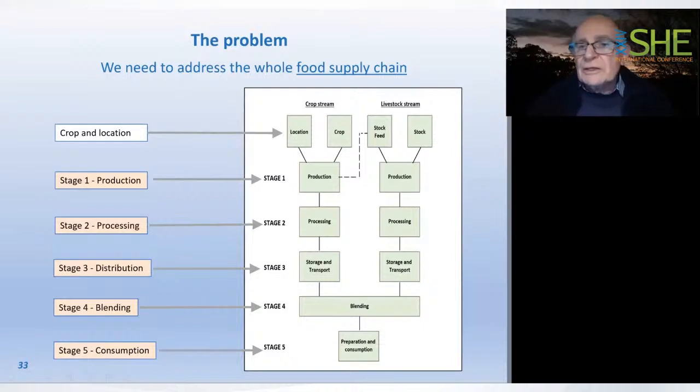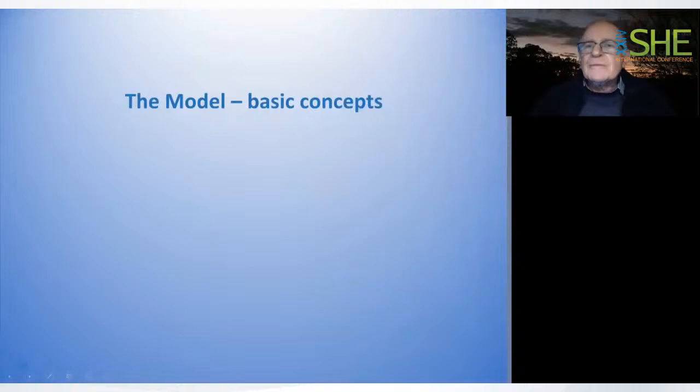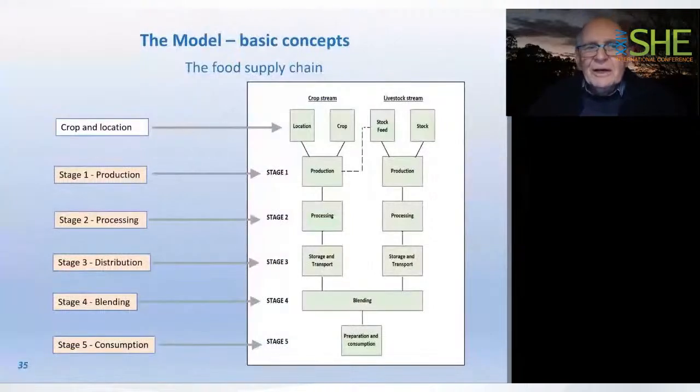And then the final one is bringing it to the market or table, and there may be some further processing with that, like cooking and so on. So that's the food chain that we're looking at. Let's see how the model deals with this.